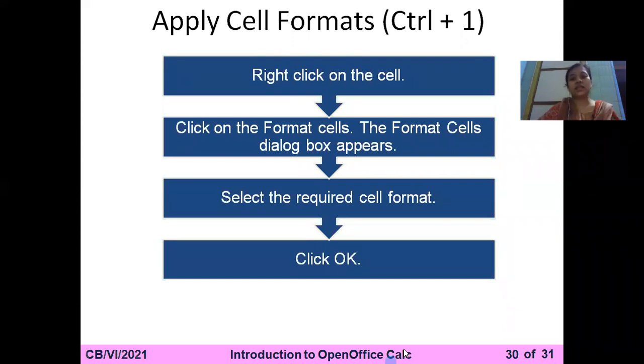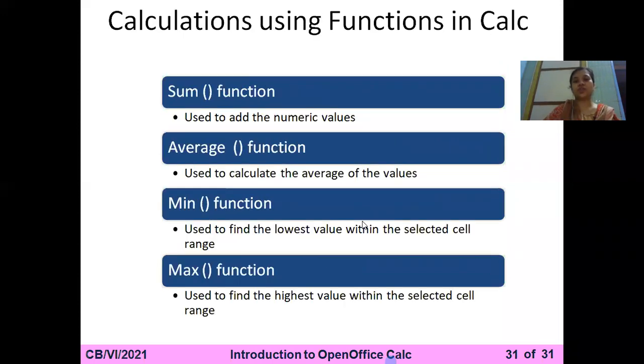Now, secondly, after that, we learned about two calculation functions. First is the sum function. Second is the average function. What is the use of the sum function? It is used for addition. If you want to do the addition of a range of cells, then you can use the sum function.